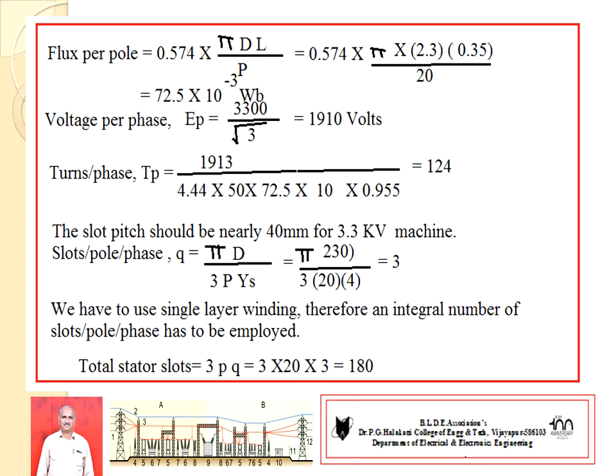We have to use single layer winding, therefore an integral number of slots per pole per phase has to be employed. Hence total stator slots should be equal to 3 times P into Q. Slots per pole per phase multiplied by number of poles and number of phases. So 3 times P Q. Substitute the values, we are going to get 180.